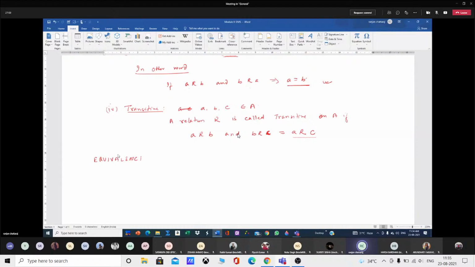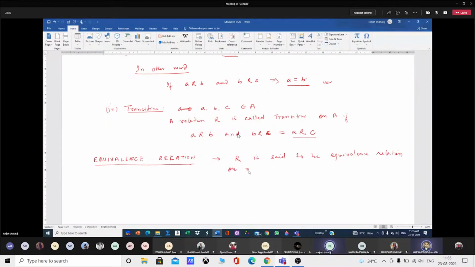Equivalence relation. So what is an equivalence relation? R is said to be an equivalence relation on a non-empty set.